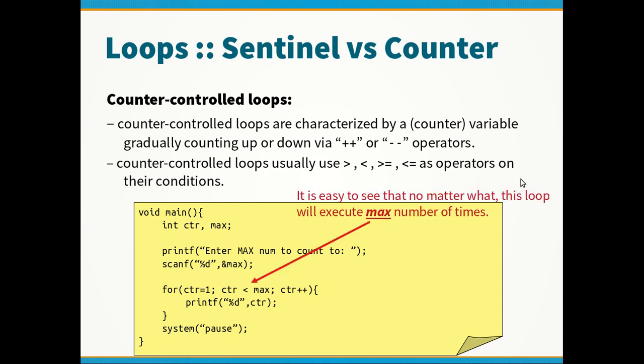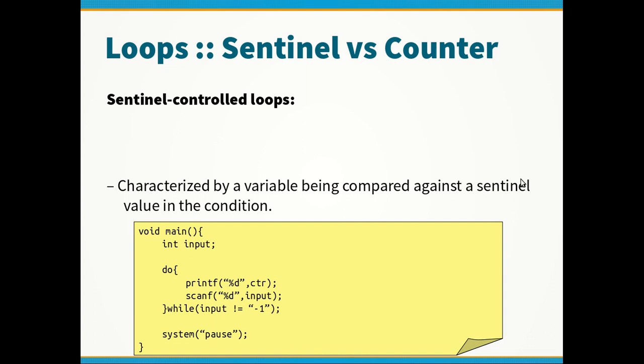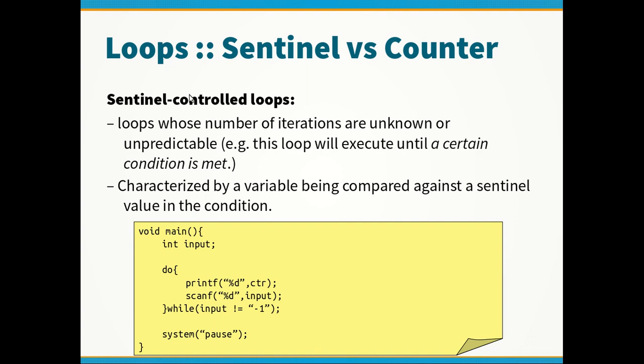Let's now go to sentinel. So what is a sentinel-controlled loop? A sentinel-controlled loop is simply one whose iterations are unknown, opposite to the countable or predictable counter-controlled loop, and this loop will execute until a certain condition is met, or rather is no longer met. It depends on the context.